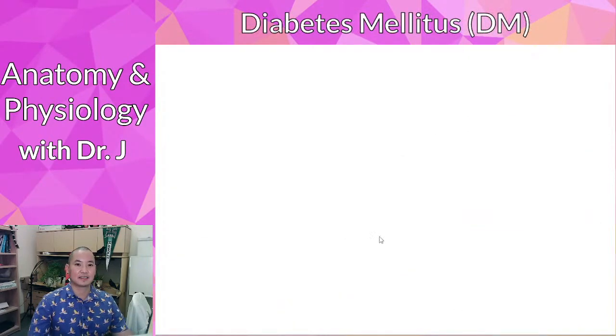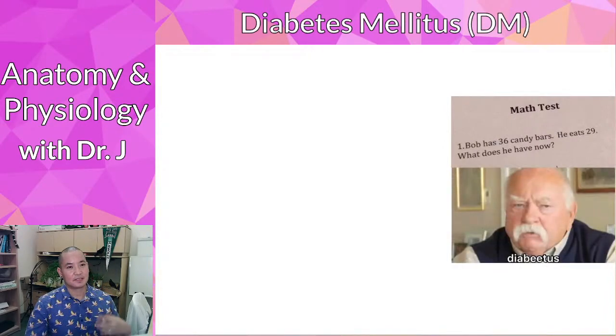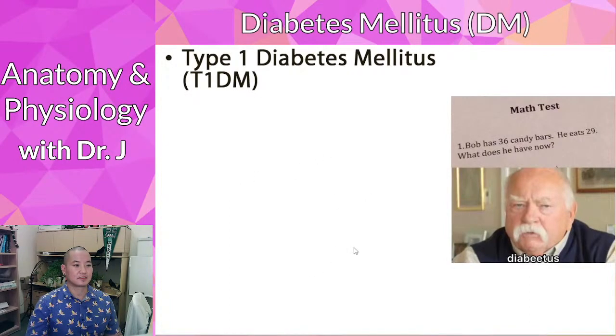Now, what is diabetes mellitus? When people are talking about diabetes, they're typically talking about diabetes mellitus. You might have seen all the memes, like if you eat too much sugar, what are you going to get? You're going to get diabetes. But is that necessarily true? Well, the two main types are type 1 diabetes mellitus and type 2 diabetes mellitus.